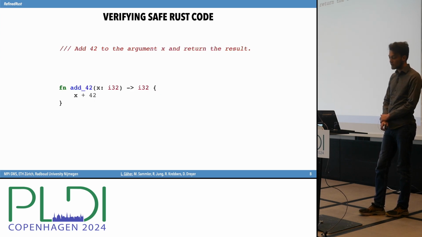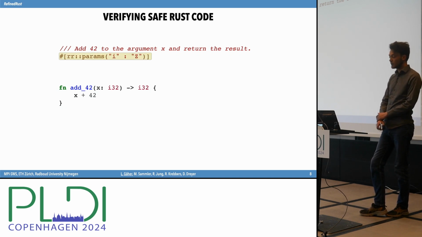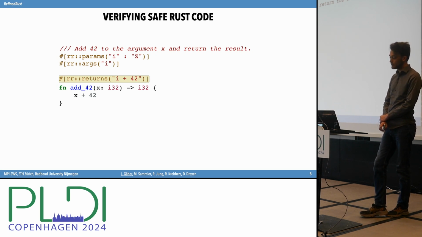Now, just to see an example of it, as a first super simple example, let's look at this add42 function from the previous slide. It basically takes a 32-bit signed integer as an argument, and then it returns the result of adding 42 to it. So to specify that this function behaves as intended, we first have to specify a mathematical model for the argument. In this case, we can introduce a mathematical integer i, and then we say that the argument x has the value i. And then the function should return the value i plus 42.